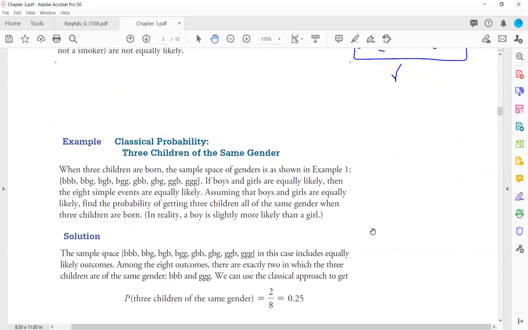So when 3 children are born, the sample space of genders is as shown in example 1. In the previous example, we saw that we can form a sample space like this set. So S, or sample space, has 8 elements. If boys and girls are equally likely, then the 8 simple events are equally likely. That makes sense. Assuming that boys and girls are equally likely, find the probability of getting 3 children all of the same gender when 3 children are born.